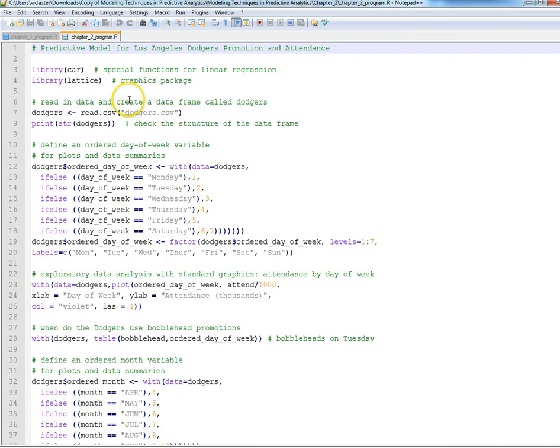First of all, we're going to use 2 packages here. One is called car, which doesn't mean automobile, it's just a short name for something. The other one is called lattice, and lattice is for making fancy graphs. It's a nice package for making fancy graphs. So we want to install both of these. How do you install these?